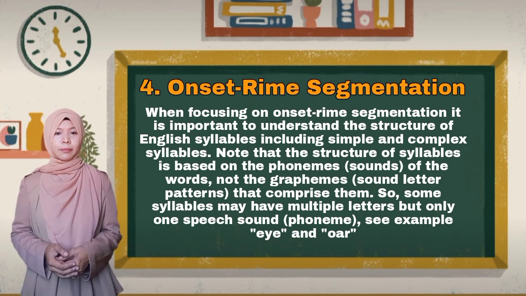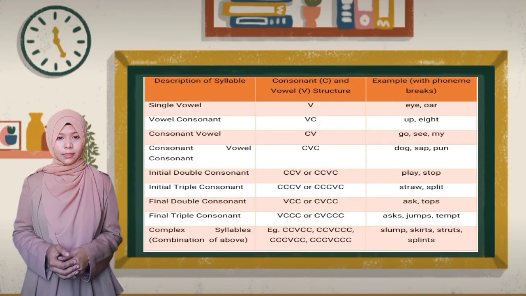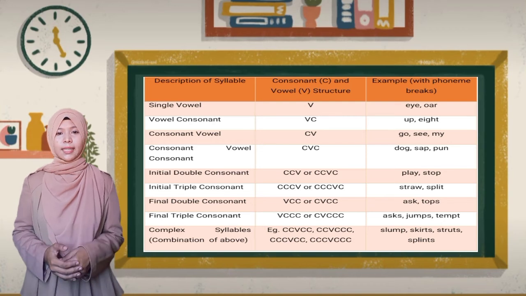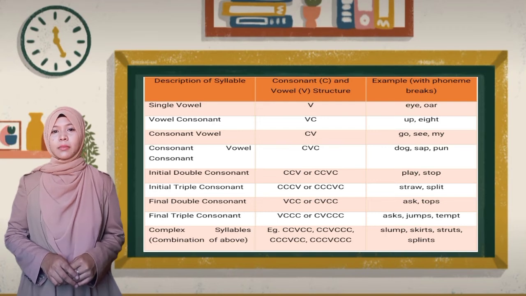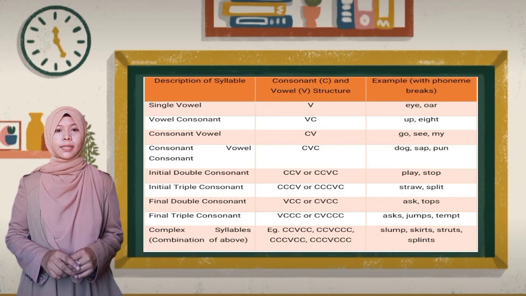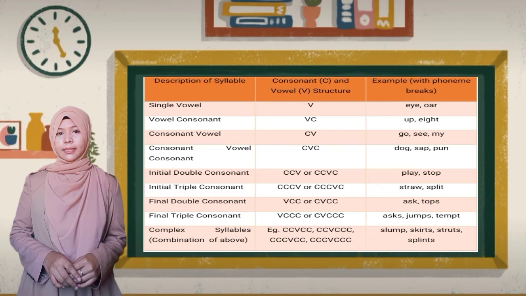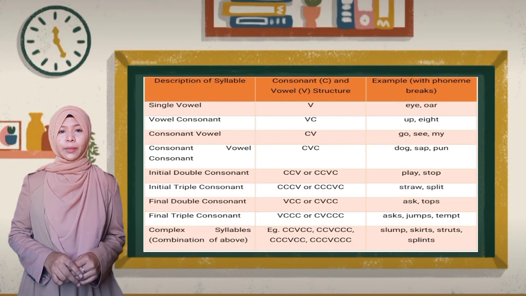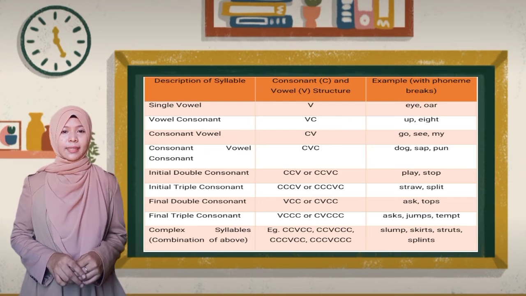Let's take a look at this table for examples. As we can see, we have the different descriptions of syllables and their consonant and vowel patterns. As I mentioned earlier, some syllables may have multiple letters but only one phoneme, and that is what we call the single vowel. It has more than one letter but the sound is only one. For example, the word I. Then we have vowel-consonant. You might wonder why its example is eight, where eight is composed of many letters. Well, it's because our focus is the sound and not the letter.